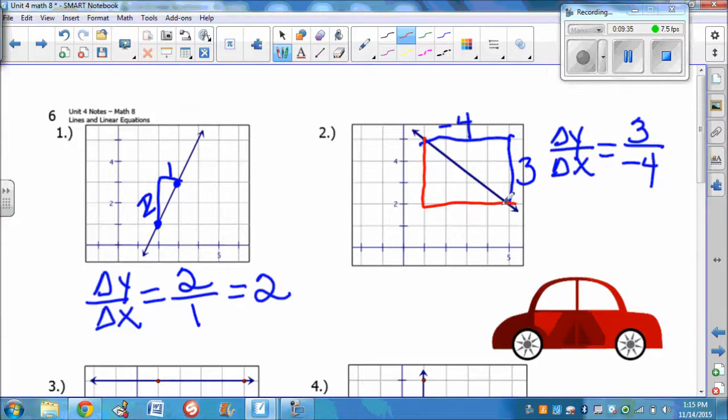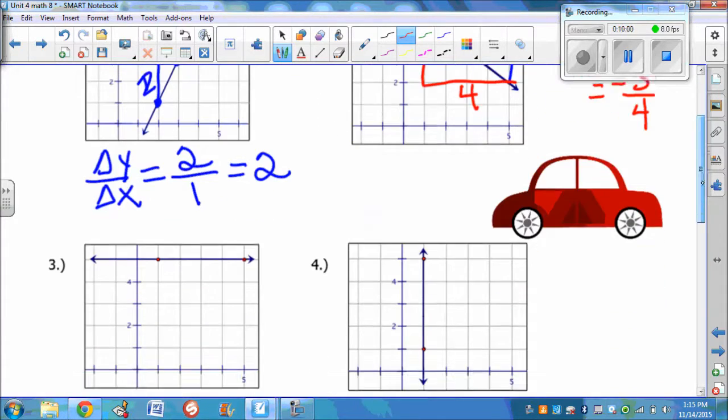So if I go from here to this point, I would go down 3 and right 4. So still negative 3 over 4. These two are the same thing. It doesn't matter where the negative is. That's still a negative 3/4, or 3 over negative 4. Those are equivalent. They're the same exact thing.